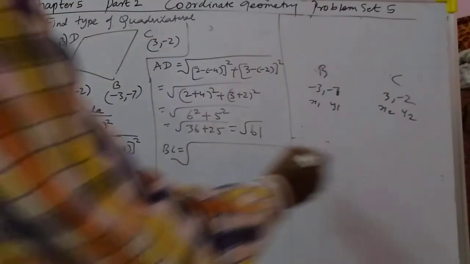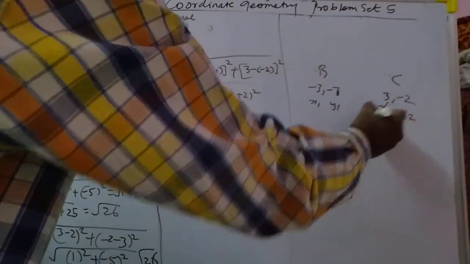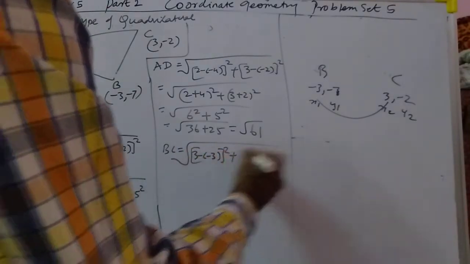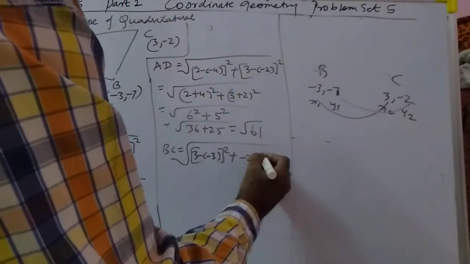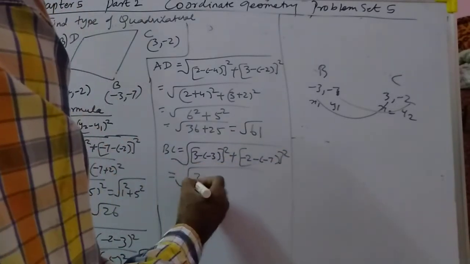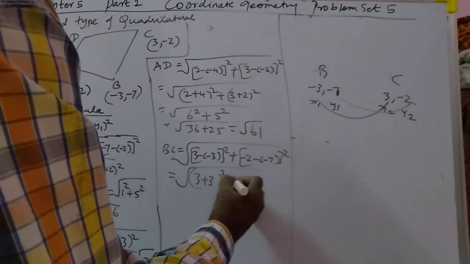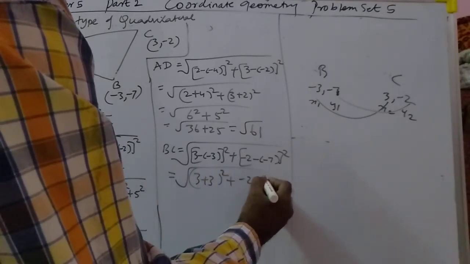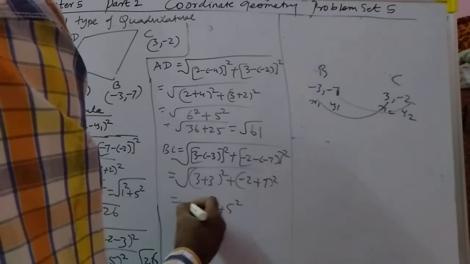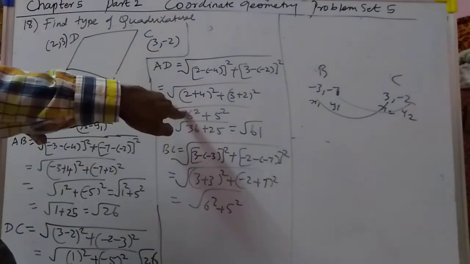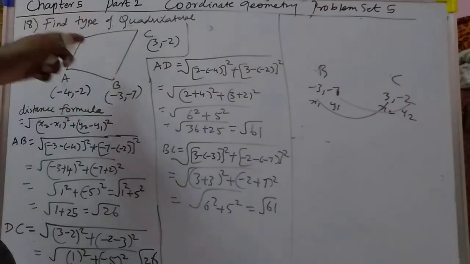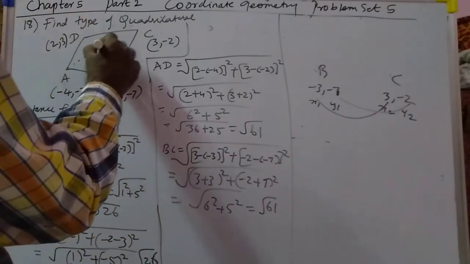ओके, BC कैलकुलेट करते हैं, तो इसको सब्ट्रैक्ट करते हैं, 3 minus of -3 the whole square, -2 minus of -7 the whole square, so that will become 3 plus 3 the whole square plus -2 plus 7 the whole square, so that will become 6 square plus 5 square, so that will go to root 61. Mean opposite sides equal are there. Now let us calculate for diagonal.